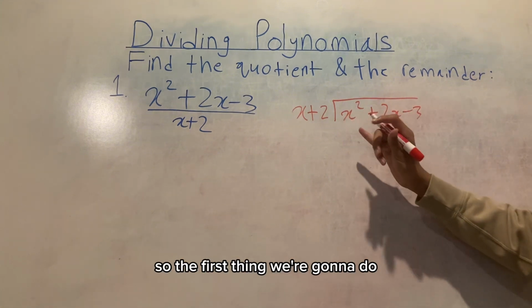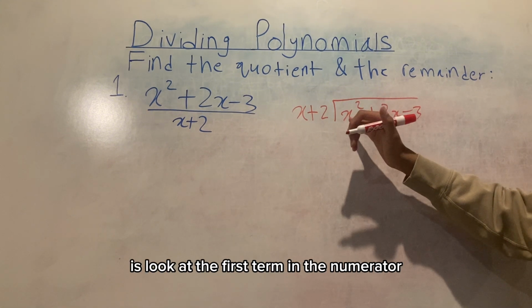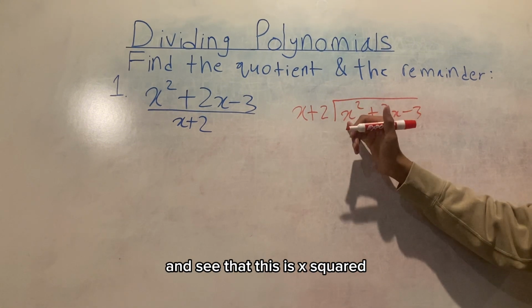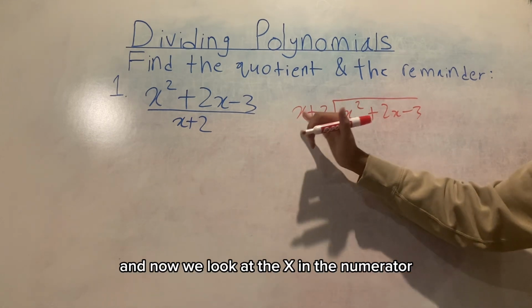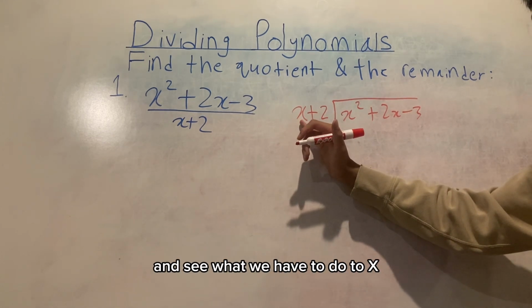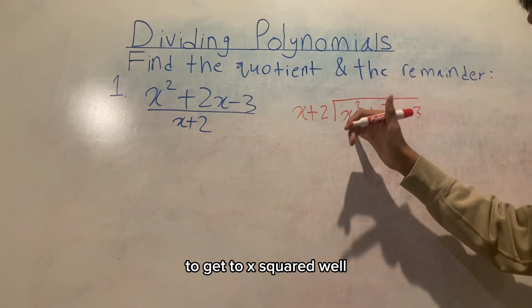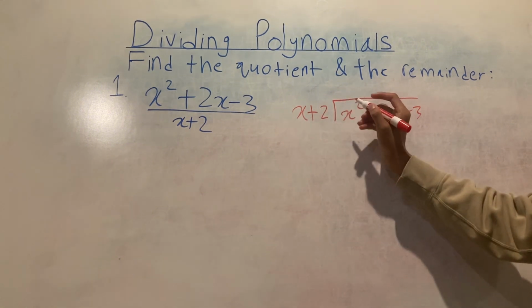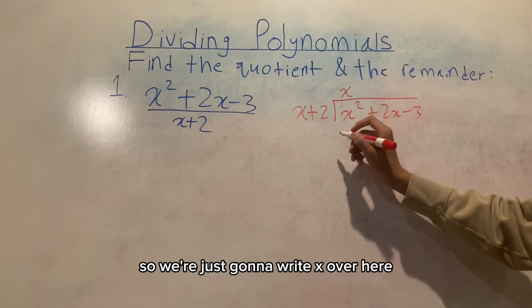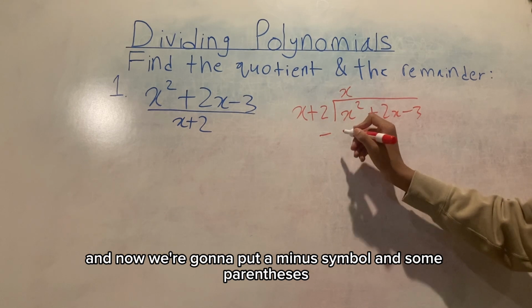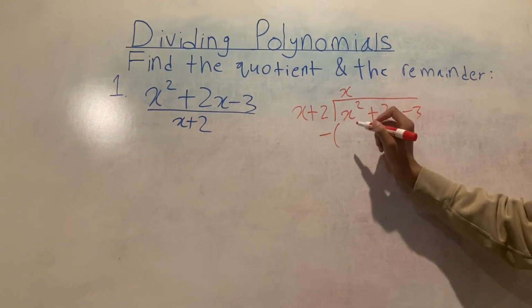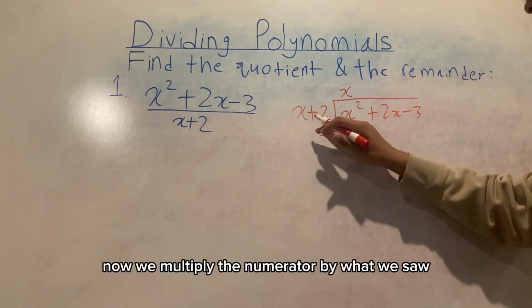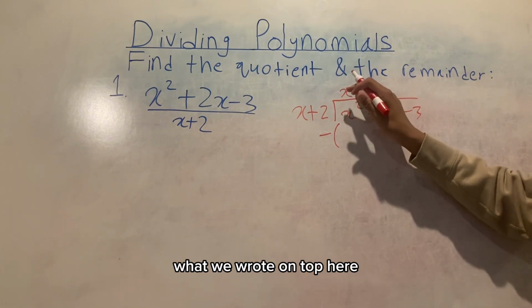The first thing we're going to do is look at the first term in the numerator, which is x squared. Now we look at the x in the denominator and see what we have to do to x to get to x squared. Well, obviously, all we have to do is multiply by x. So we're just going to write x over here. And now we're going to put a minus symbol and some parentheses. Now we multiply the denominator by what we wrote on top here.